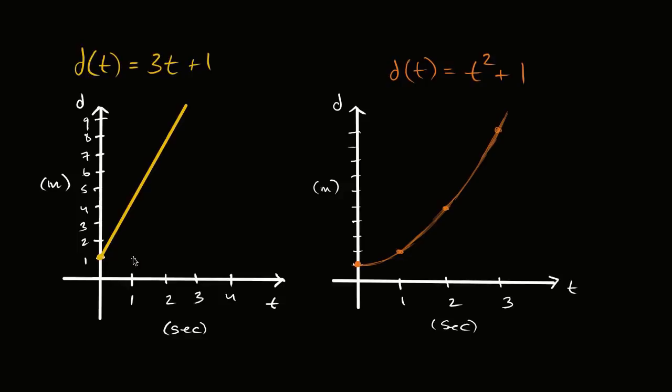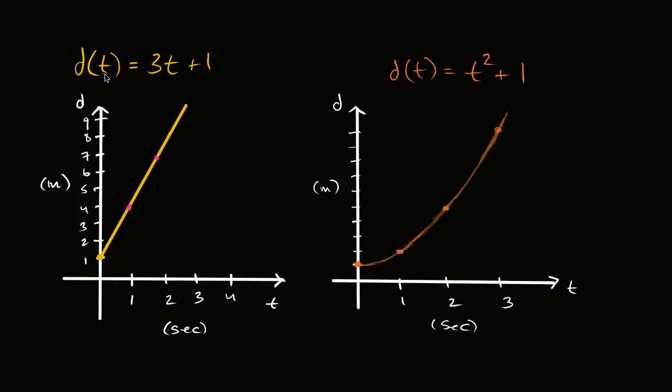After 1 second has gone by, our distance is now going to be 3 times 1 plus 1, which is 4. Our distance now is going to be 4 meters. After 2 seconds, our distance is going to be 3 times 2, which is 6, plus 1. It's going to be 7 meters.